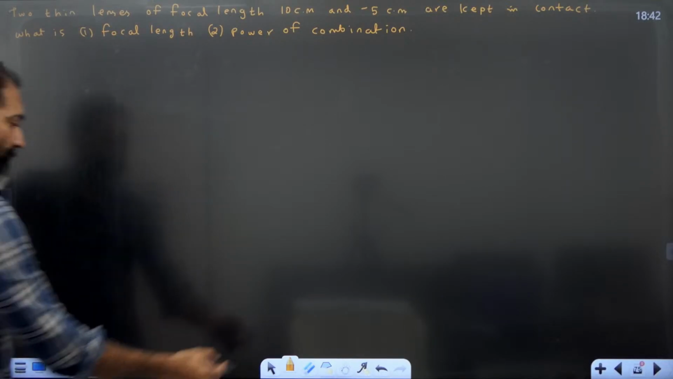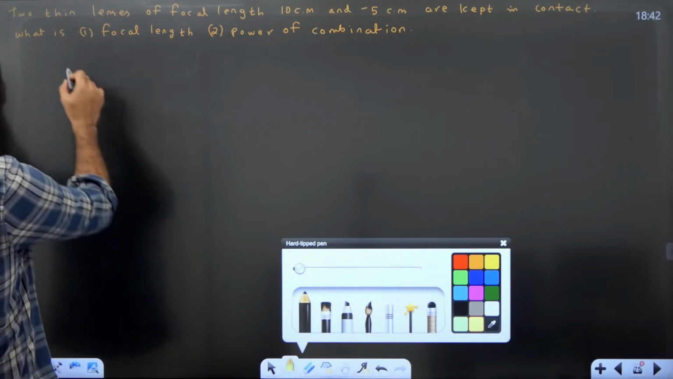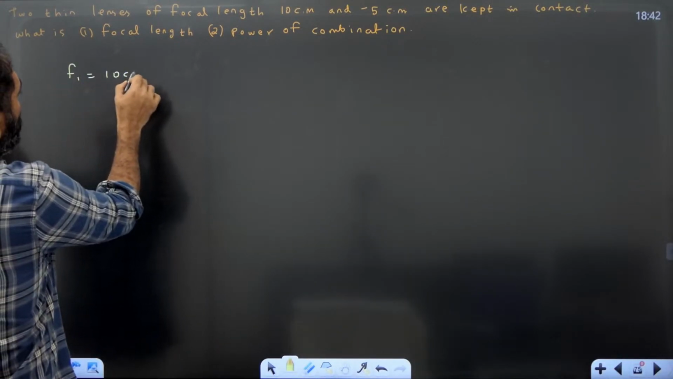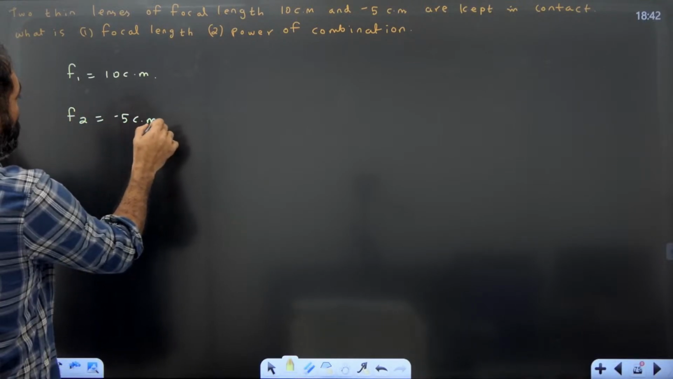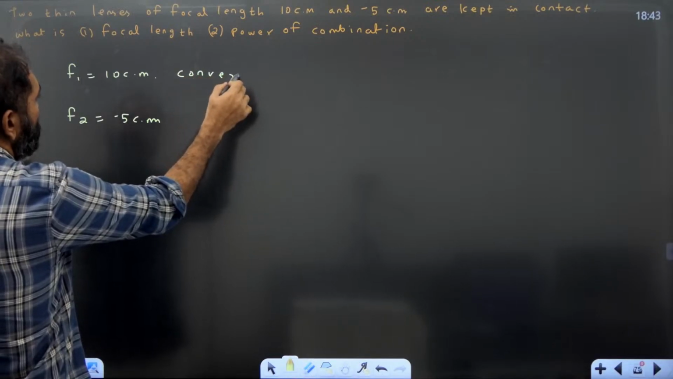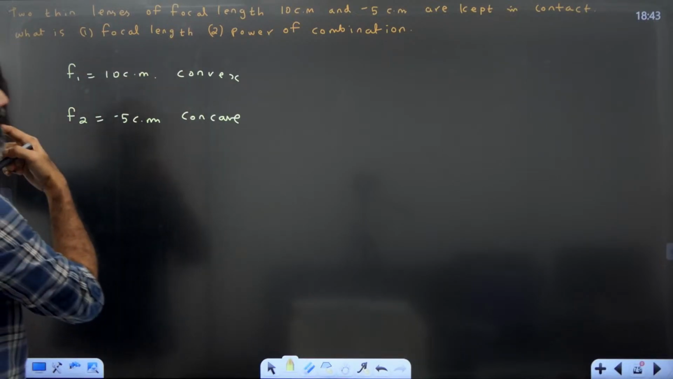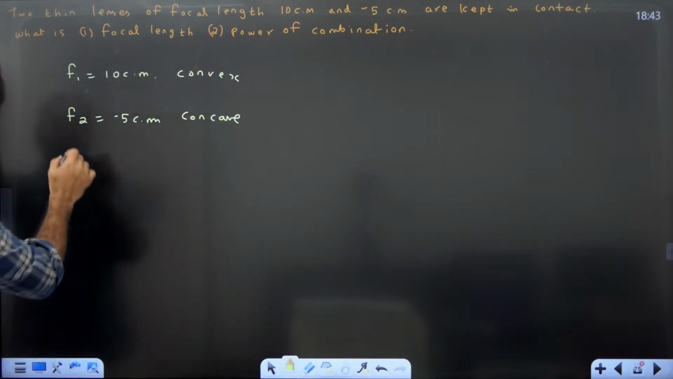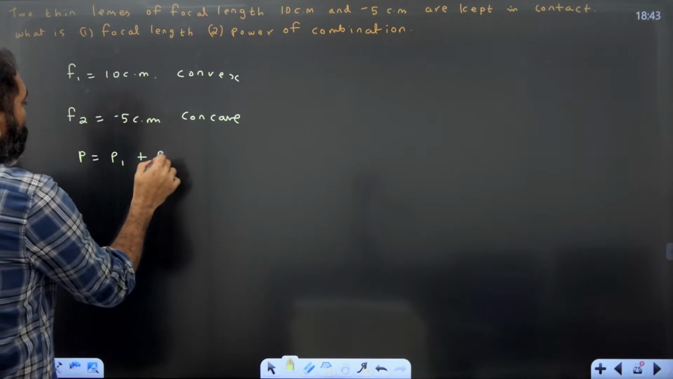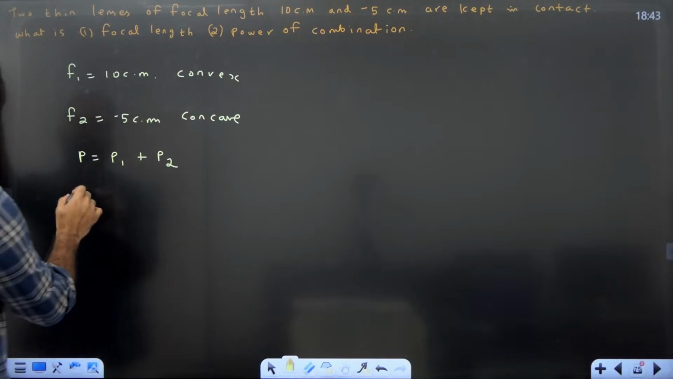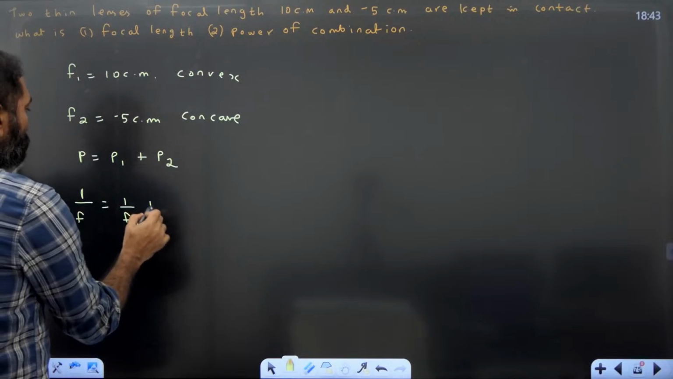Now remember, two thin lenses. Focal length f1 is equal to 10 centimeter, and f2 is equal to minus 5 centimeter. So the first one is a convex lens, the second one a concave lens, because focal length negative means concave and focal length positive means convex. Focal length of the combination: P is equal to P1 plus P2, and P is 1 by f, so 1 by f equal to 1 by f1 plus 1 by f2.